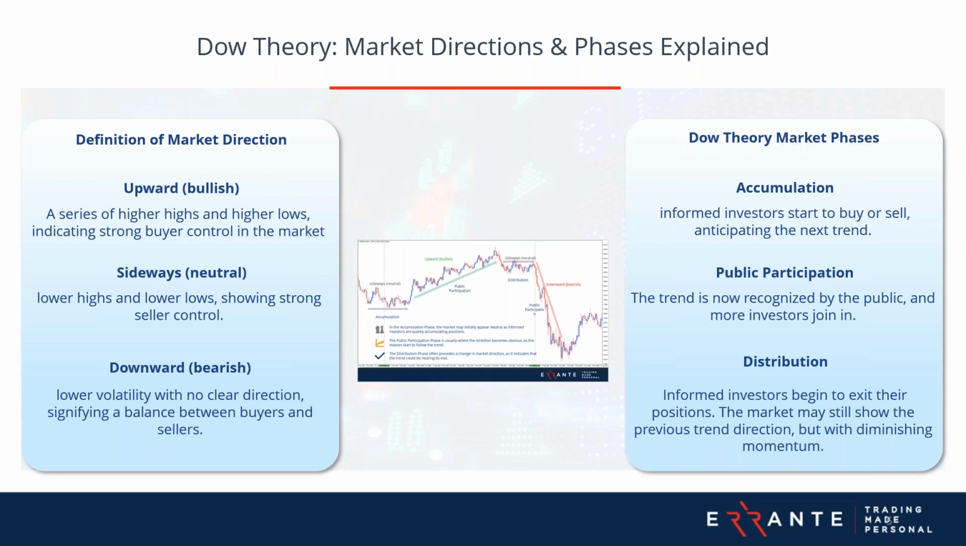Conversely, a bearish trend will manifest through a downward trajectory. And finally, we have the distribution phase. This phase is characterized by the smart money, the informed investors starting to exit their positions. While the market may still seem to follow the prevailing trend, the underlying strength is waning, often leading to a plateau in price movement. And this phase frequently precedes a shift in market direction, hinting at a potential reversal on the horizon.